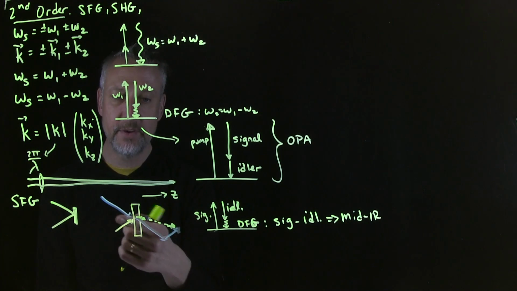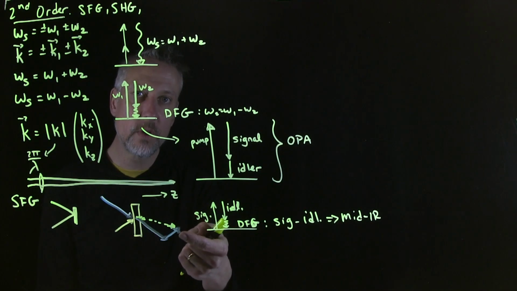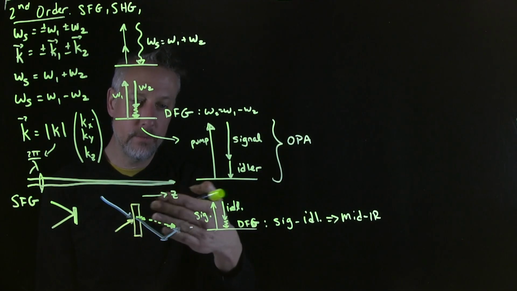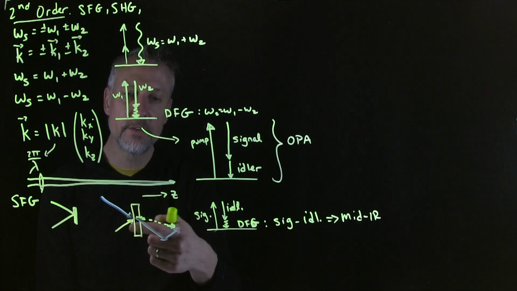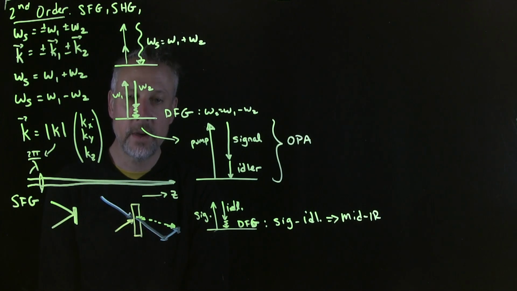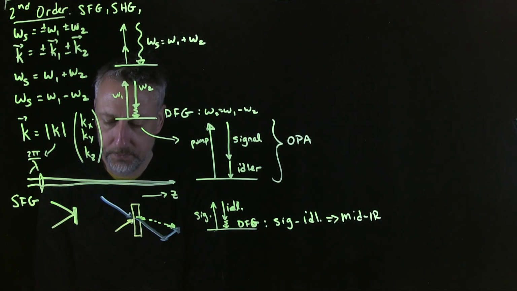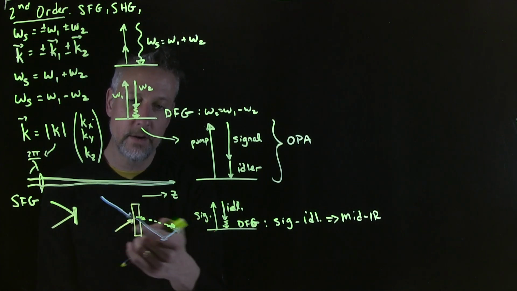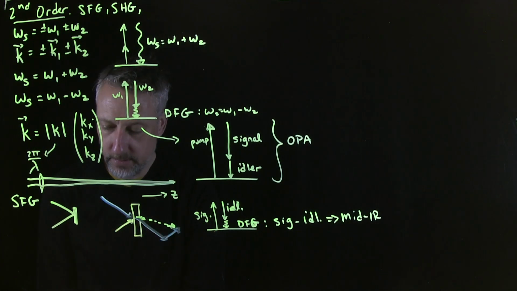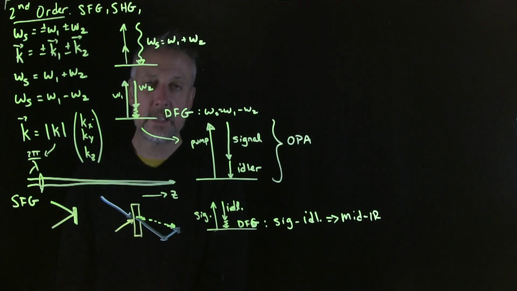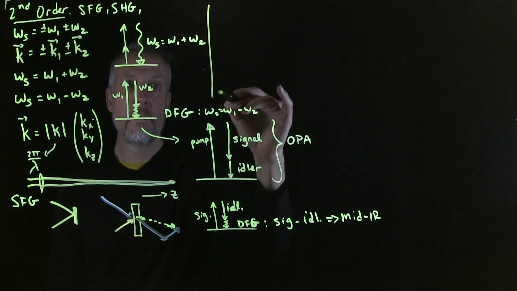And this allows us to predict where the signal will go, even though it won't show up unless these two fields are interacting with the material at the same time, or roughly the same time. So this is a way of figuring out where the signal will go in physical space. And the resulting vector will be longer than either of the original ones, obviously, because of the way you add the vectors. Okay, so that's an example for second order processes.